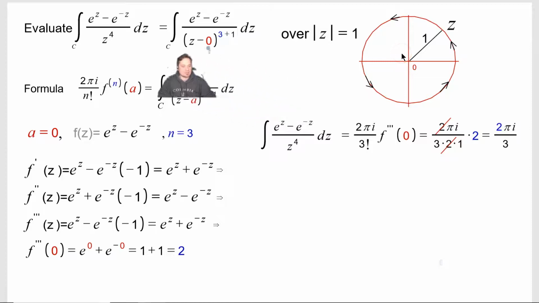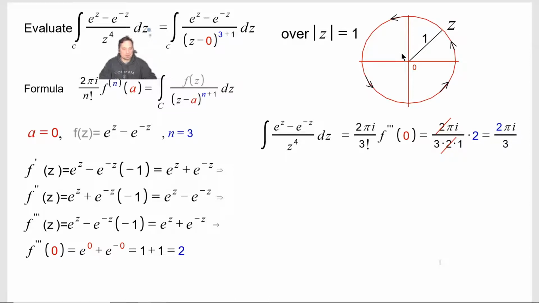Welcome. Let's take a look at evaluating this integral in the context of complex analysis. So, e to the z minus e to the negative z over z to the fourth. First, I want to find the value of this integral, so I'm going to use Cauchy for that. However, I need to first make my integral look more like the formula.